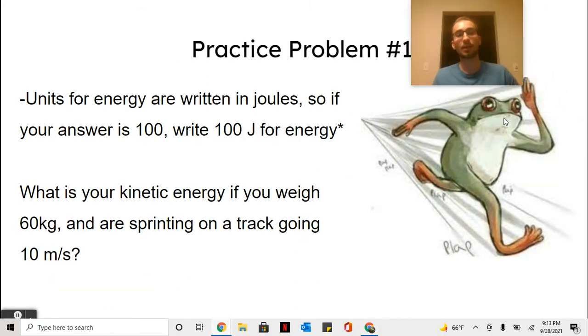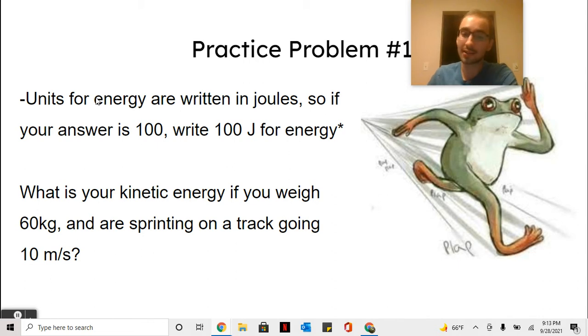You're going to try and do a practice problem today. First one. Oh, I also want you to write units for energy are written in joules, named after the person that did a lot of energy research back in the day. So if your answer is 100 for energy, write 100J for the answer.